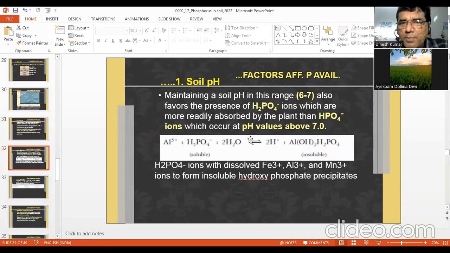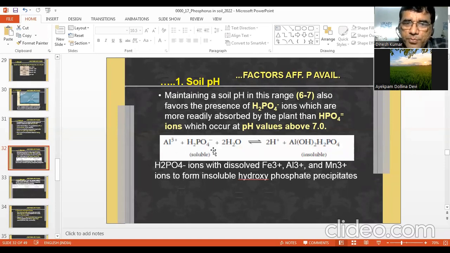Now, maintaining a soil pH in the range 6 to 7. So you can see slightly acidic conditions are good for phosphorus availability. 6 to 7 also favors the presence of H2PO4 minus ions, which are more readily absorbed by the plant than HPO4 2 minus, which occur at pH value above 7. So you can see how under acidic conditions this phosphorus is fixed or becomes unavailable or insoluble.